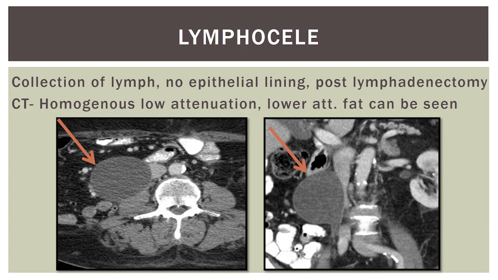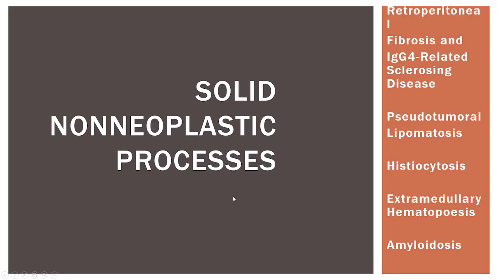Lymphoceles are collections of lymph without epithelial lining, often seen post-lymphadenectomy. On CT, they're homogeneously low attenuation. They can have lower attenuation foci of fat. Retroperitoneal fibrosis and IgG4-related sclerosing conditions are the most common solid non-neoplastic processes in the retroperitoneum. Rarely we come across pseudotumoral lipomatosis, histiocytosis, extramedullary hematopoiesis, and amyloidosis.